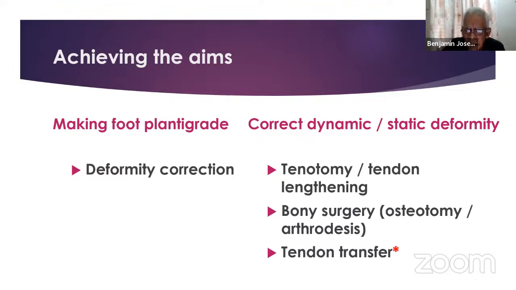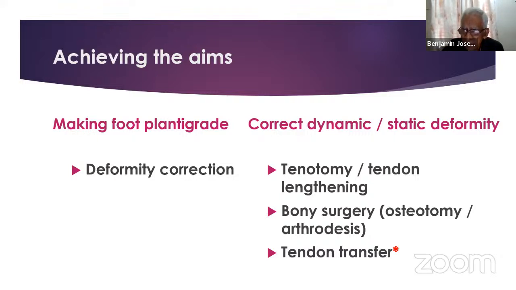If the deformity is static and rigid, a tenotomy or tendon lengthening may not be sufficient. You may have to do bony surgery in the form of an osteotomy or selective arthrodesis, and then do a tendon transfer. It's important to remember that a tendon transfer will not correct a static deformity. It can correct a dynamic deformity, but it will not correct a static rigid deformity. You need to correct the deformity first and then do the tendon transfer.